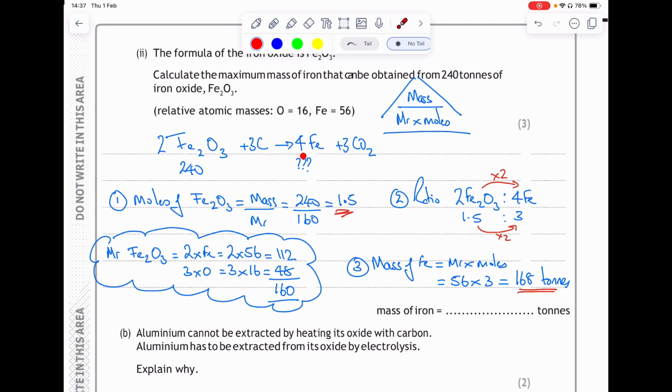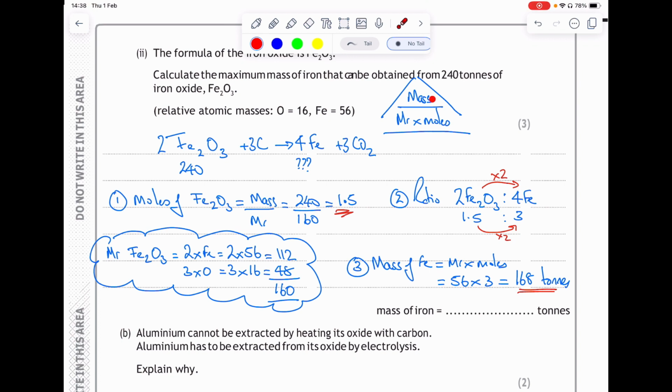Now what I do is I use this ratio. So the ratio says there's 2 lots of this reacting to form 4 moles of the iron. We've just worked out in the mass we've got 1.5 moles of this. So I'm trying to get from here to here, which means we are doubling, 2 to 4 is doubling the moles. So I double this and I get an answer of 3. So now I know I've got 3 moles of iron.